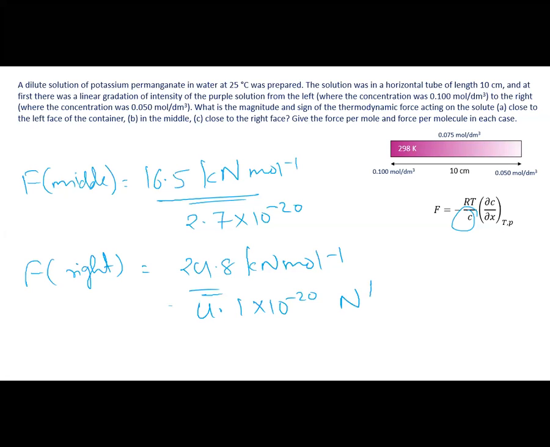20 newtons per molecule. So if you observe the trend, the force calculated as we go from left to right increases. It's because there is a constantly higher concentration gradient as we compare the leftmost point to the rightmost point, whereas if you find the concentration gradient between the left and the middle point, it's relatively lesser than the previous one.